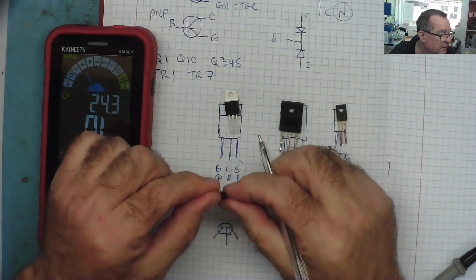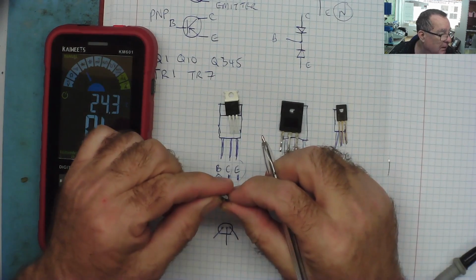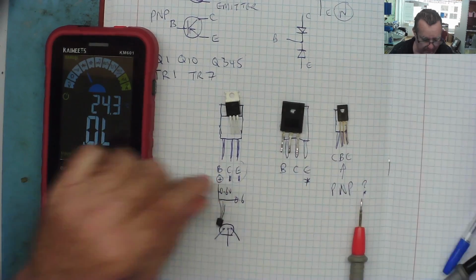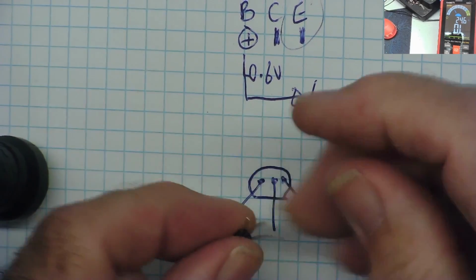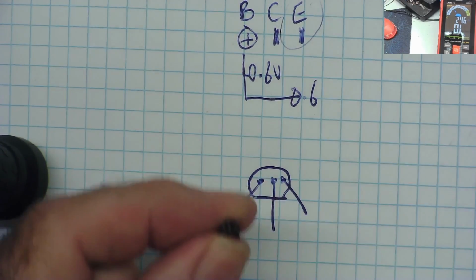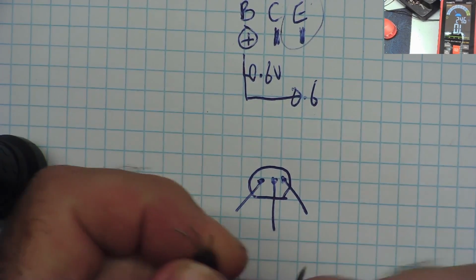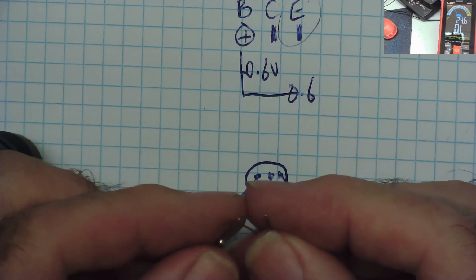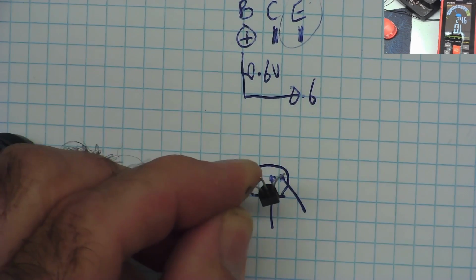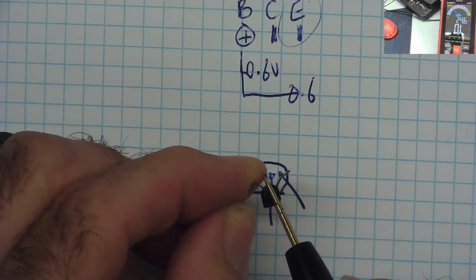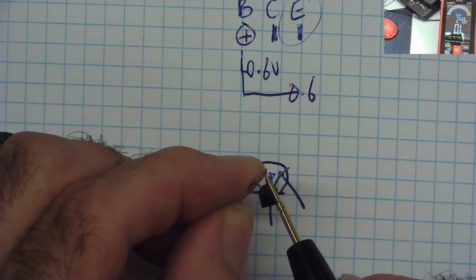I don't know if you can see it's flat in the middle. I'll zoom down a little bit so you can see it properly. There we go. So once again, we need to find the base. We're looking for one pin that conducts to the other two. Let's start with this end one. We don't know where it is. Let's start with the end. Let's go to the middle. That doesn't conduct with the positive on the end.